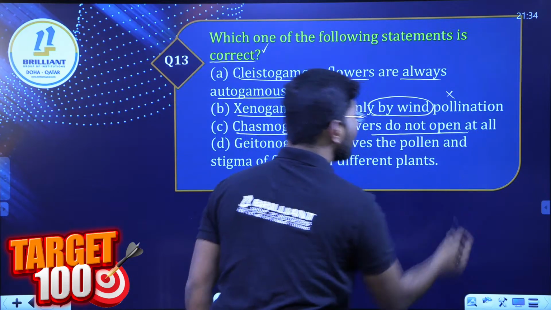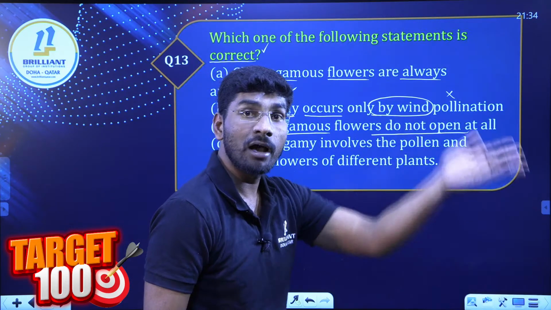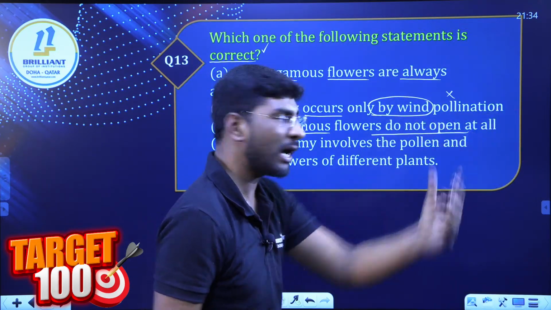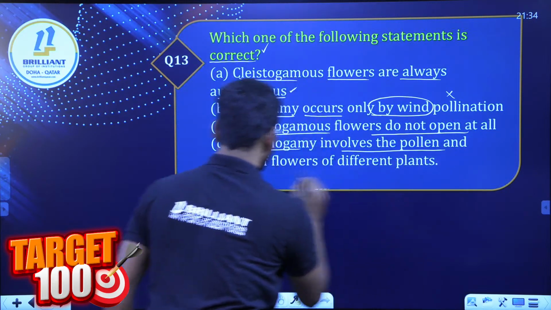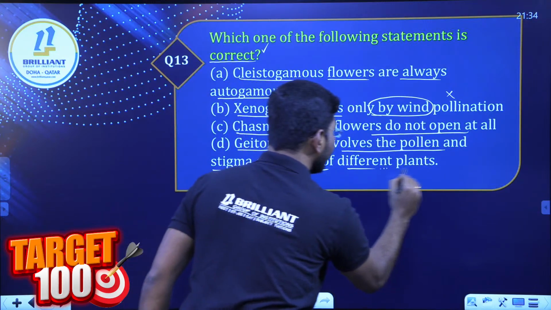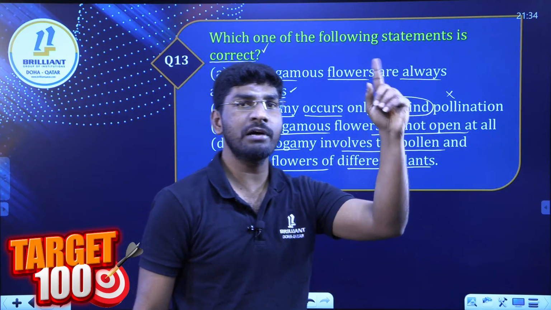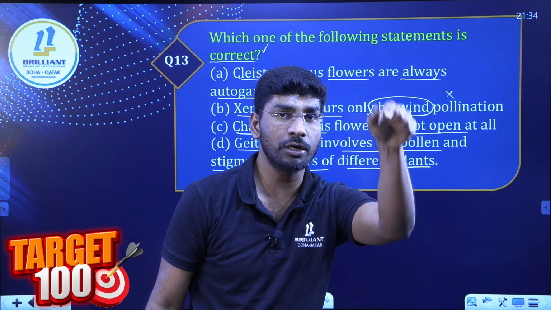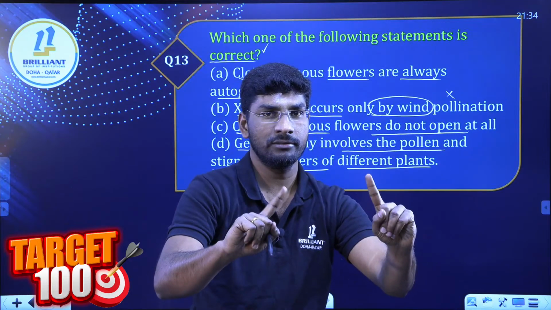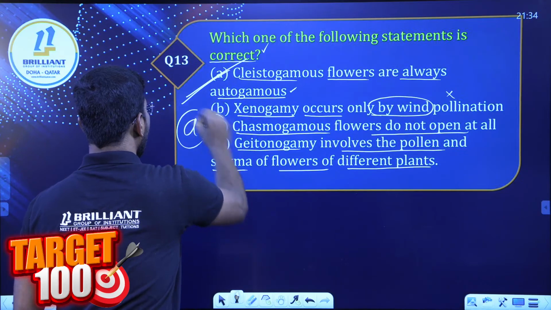Chasmogamous flowers do not open? Chasmogamous flowers open. Commelina, viola, oxalis, topmost flowers, open flowers. So here it is cross-pollination. Geitonogamy involves the pollen and stigma of flowers of a different plant? No, same plant. Transfer of pollen grain from one flower's anther to the stigma of another flower, different flower, same plant only. So the right answer I can go is option A.